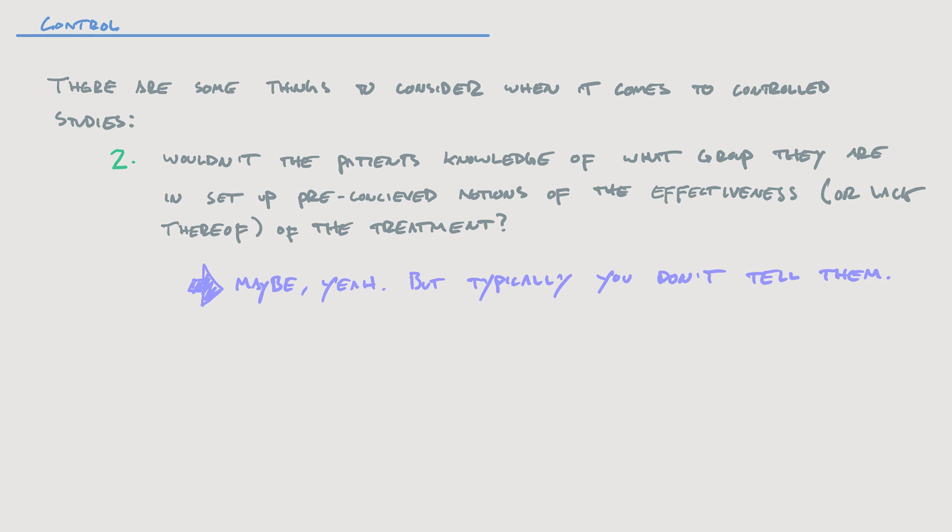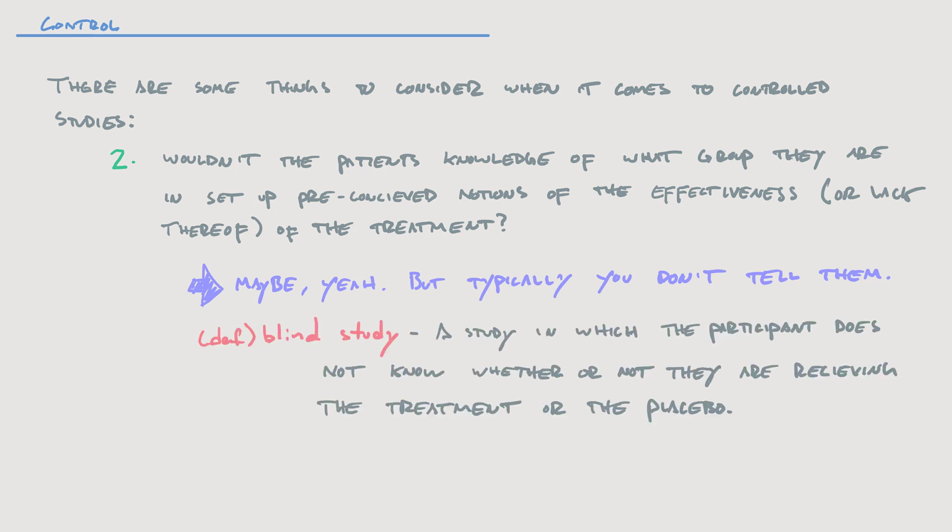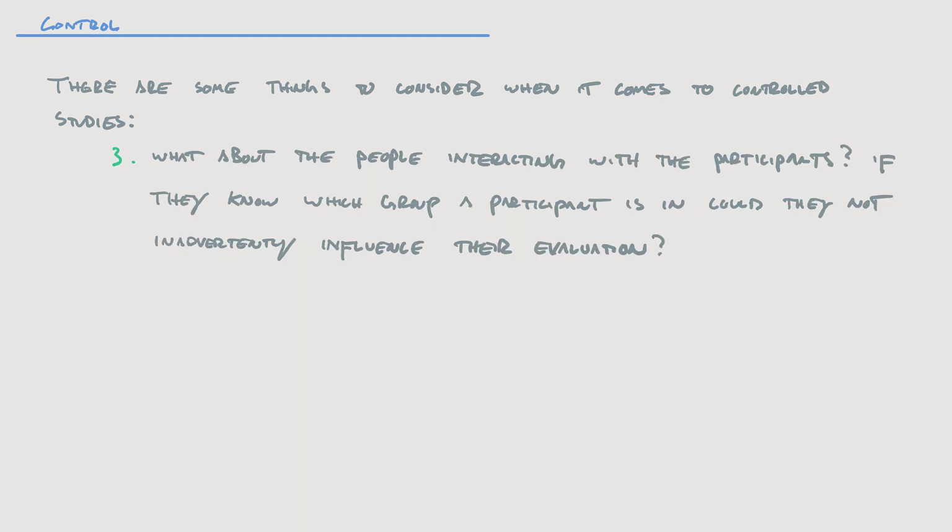Well, typically, you don't tell them what group they're in, and this is called a blind study. It's a study in which the participant does not know whether or not they are receiving the treatment or the placebo. And then you might ask, well, what about the people interacting with the participants?